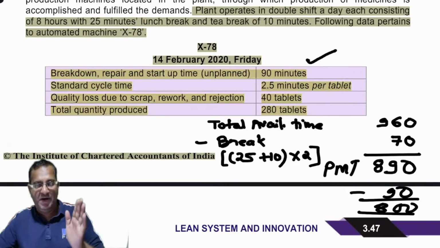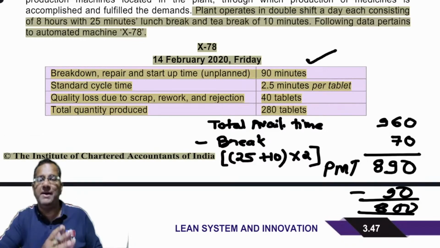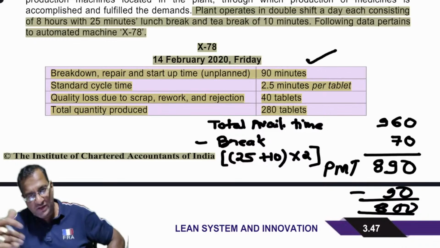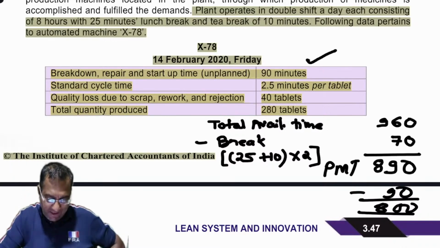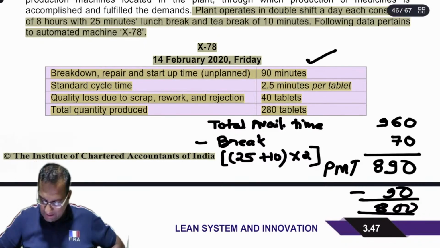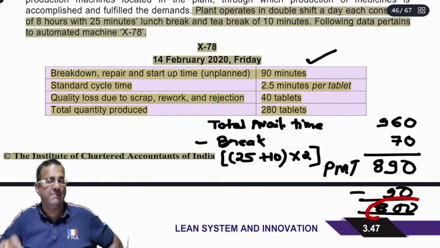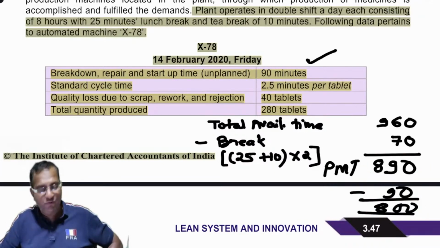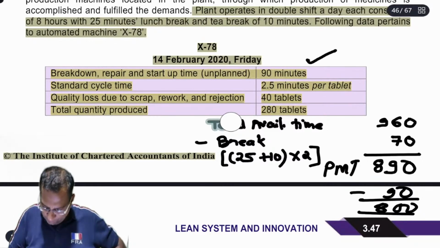It's an 8 hour shift. 25 minutes of lunch break, 10 minutes of tea break, a total of 35 minutes break per shift. So in the second shift also, there will be 35 minutes of break. So 70 minutes of time is known as normal idle time. So planned available time is 890 minutes, while the actual available time is 800 minutes. So 800 divided by 890 will give you the availability ratio. Clear? Shall I proceed further? Okay, let's go.